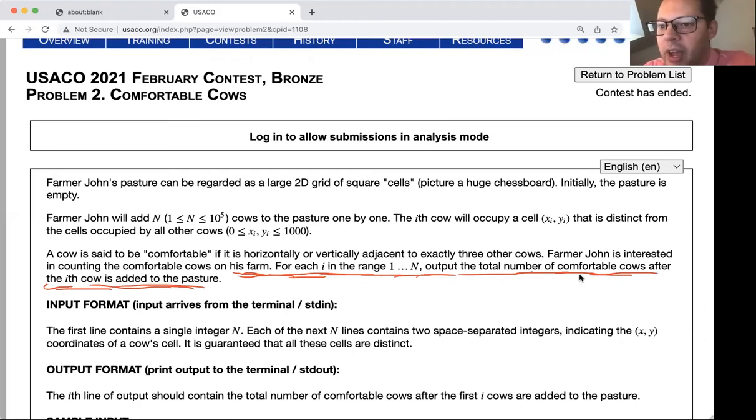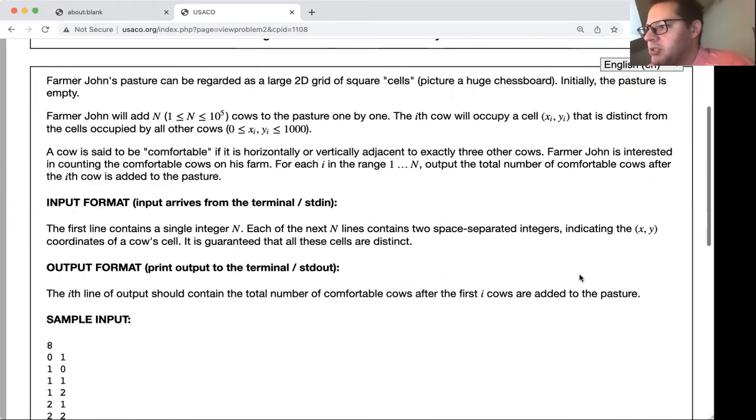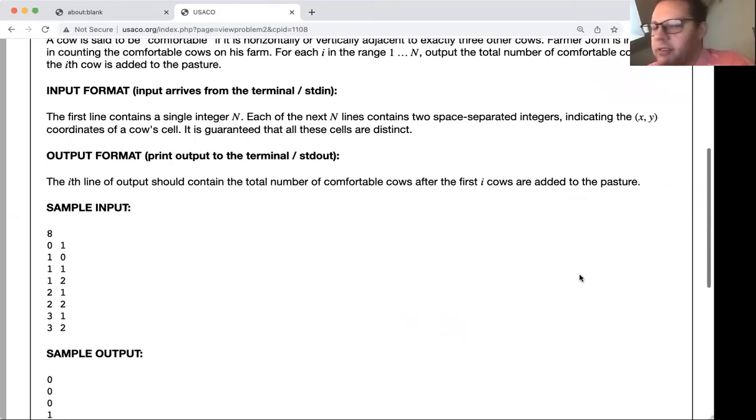Okay, so what they're saying is, remember before we had our cows numbered 1, 2, 3, and so forth. As we place these cows, for every i in the range 1 through N, for example 1, after placing cow 1, we want to know how many comfortable cows there are in the entire pasture right after placing 1, and then right after placing 2, and then right after placing 3. Which means we probably are going to want to keep track of how many cows are comfortable at any given time. We'll talk about the limitations on the input in a second and see why that's the case.